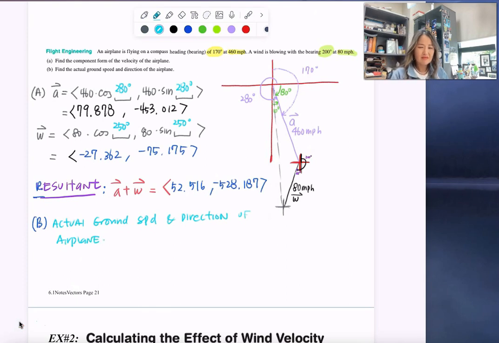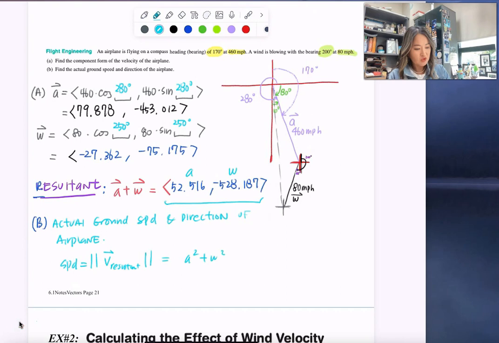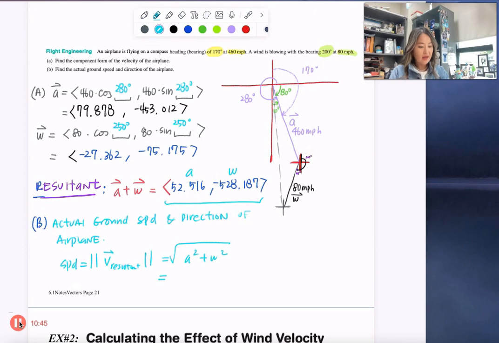Okay? Well, we already have the components, right? Don't we already have the components? So speed is what? Is the velocity vector of the resultant, the actual magnitude. So what do we get? This is our A, and let's say this is our W, right? So we're going to go A squared plus W squared, square root that sucker. That's why you need to keep the values in your calculator. Don't forget, okay? You'll get, this is an approximation, 530.791 miles per hour.